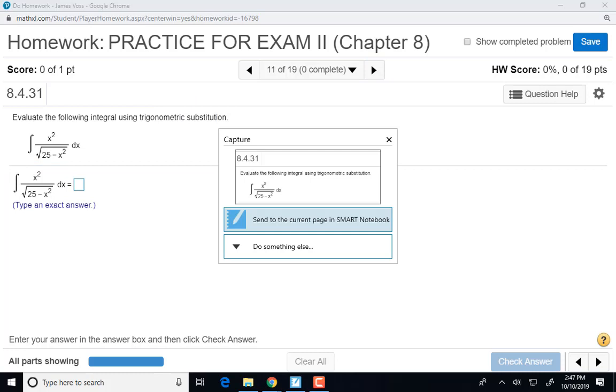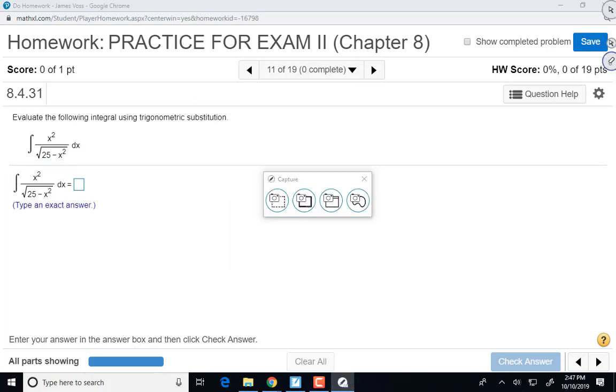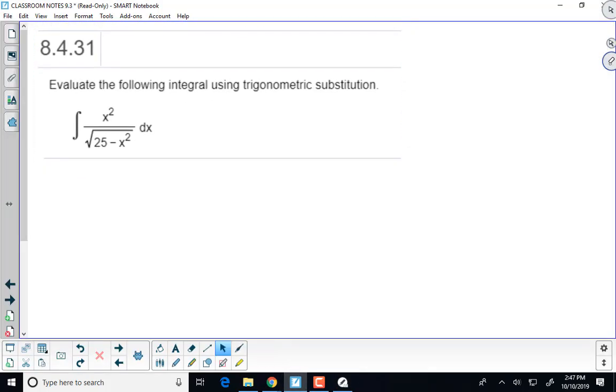Okay, so how about this one? What trig sub would this one be? Sine, secant, or tangent? Sine, because we have a difference of squares with a leading one. So this would be a sine.